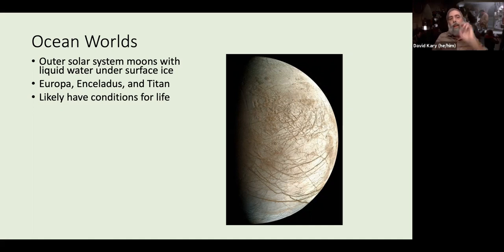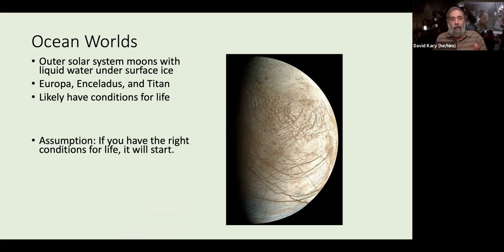Energy sources, there's plenty of organics in that part of the solar system. There's certainly lots of liquid water. Europa has many times as much liquid water as the Earth does. So it seems like the conditions are there.